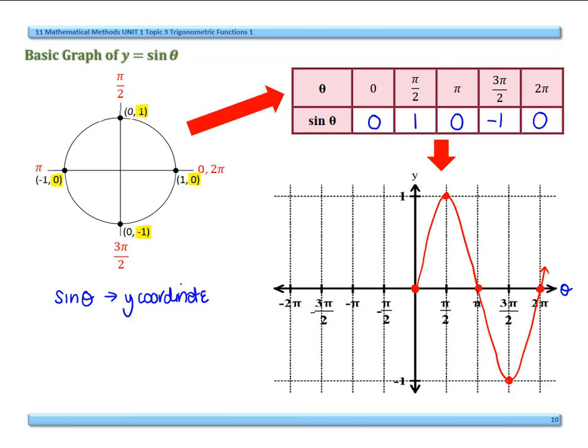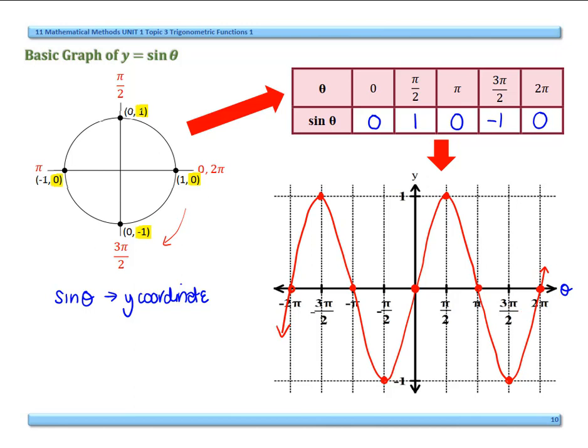Now what would happen if we wanted the negative direction? So what's negative pi? Well, negative pi, we were at -1 because that's my y coordinate. So we're just going in this direction. Then we go to 0, then we go to 1, then we go back to 0. Making sure you put arrows at either end. That is our basic graph for sine theta.